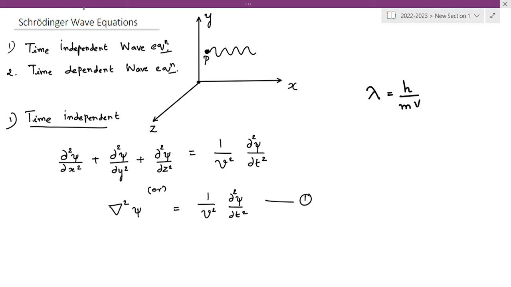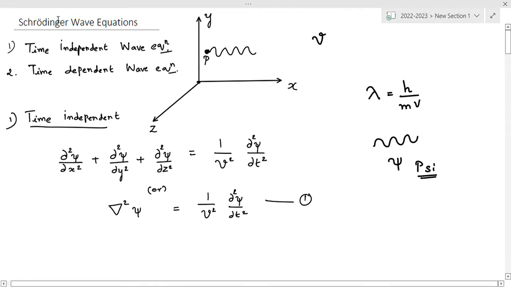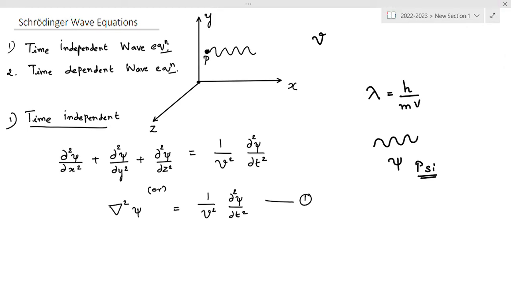Consider a particle P moving with the wave velocity v in the x, y, z coordinates. The particle is moving, so it has a wave nature. The wave function psi represents the wave nature of the particle. It represents the wave nature of the moving particle.